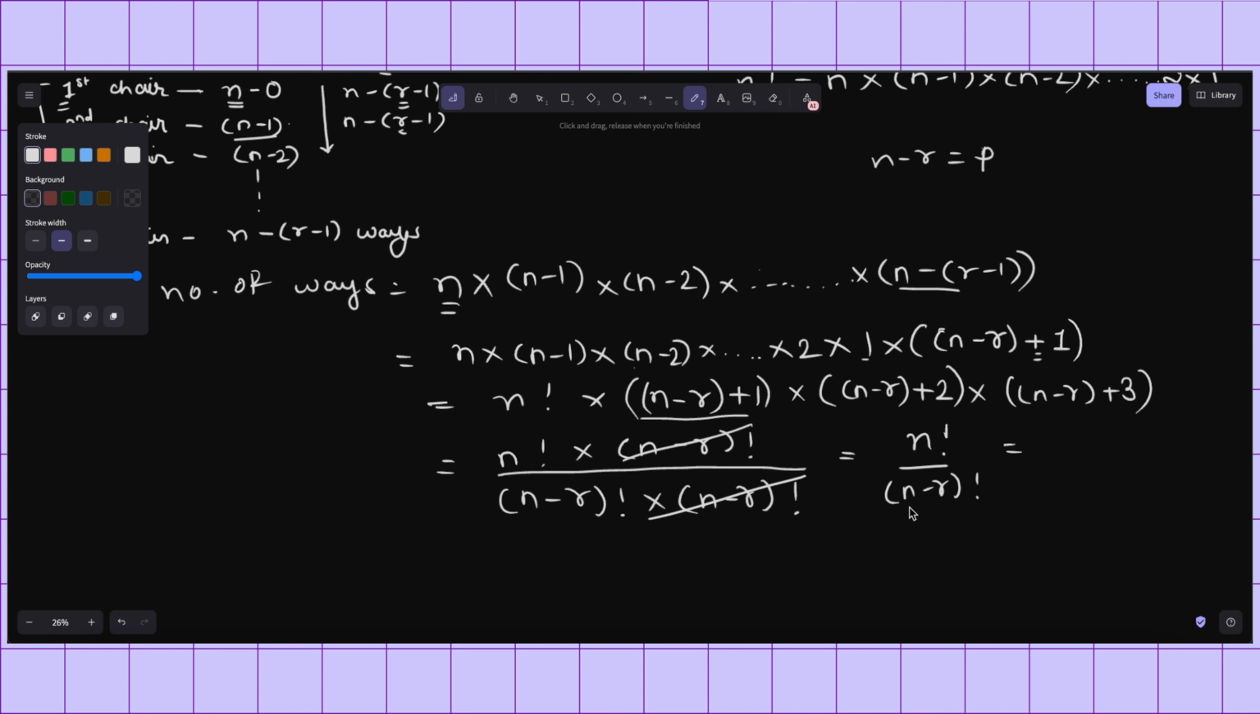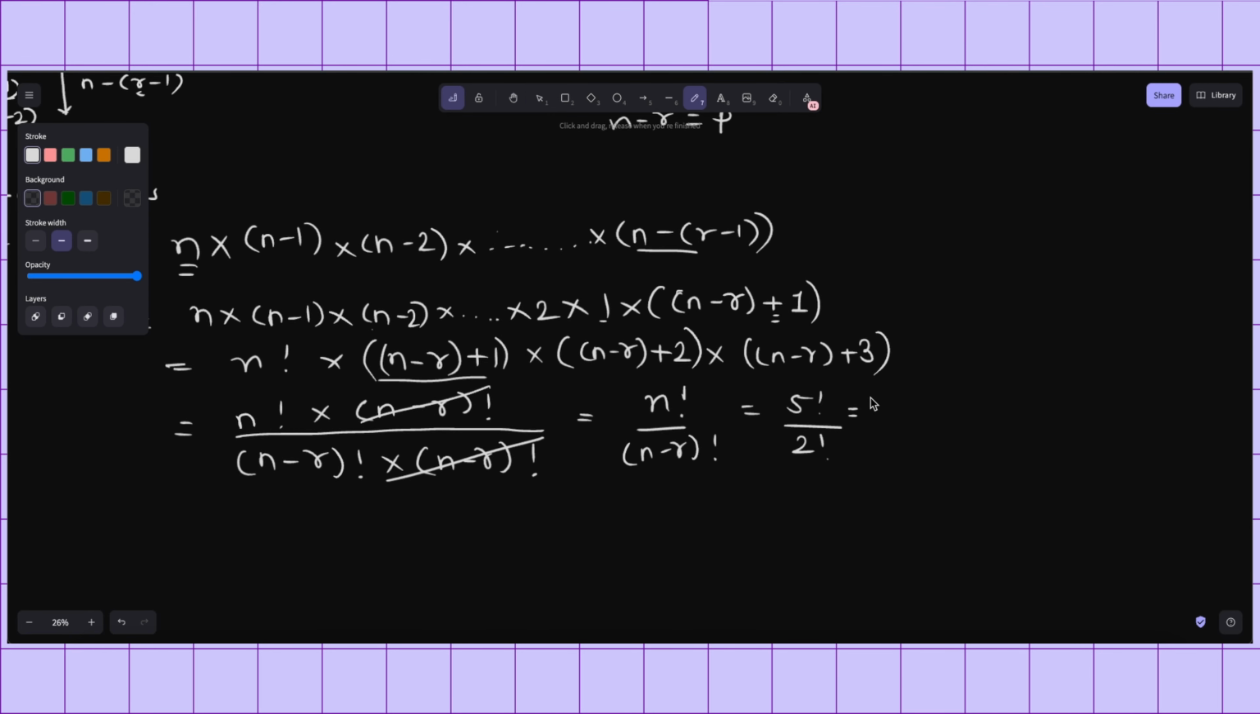If we talk about 5 people sitting in 3 chairs, so 5 factorial upon n minus r factorial, that is 2 factorial, since 5 minus 3 is 2. So 5 factorial is 5 into 4 into 3 into 2 into 1, and 2 factorial is 2 into 1. So this 2 into 1 and this 2 into 1 will be cancelled out. So 5 4s are 20 and 20 3s are 60. So there are 60 ways. So this is the logic.